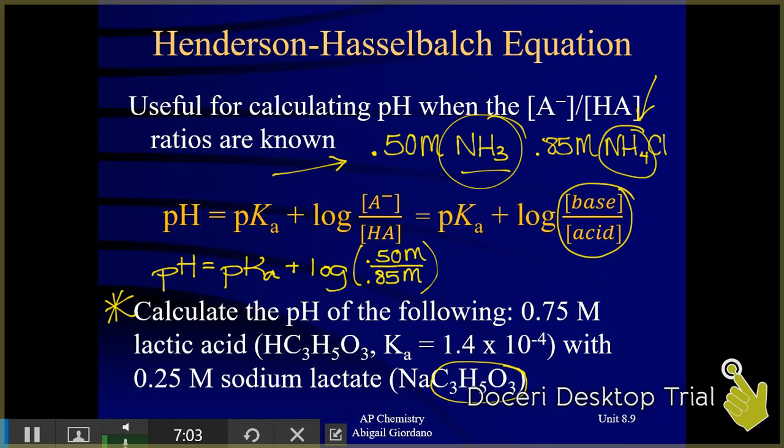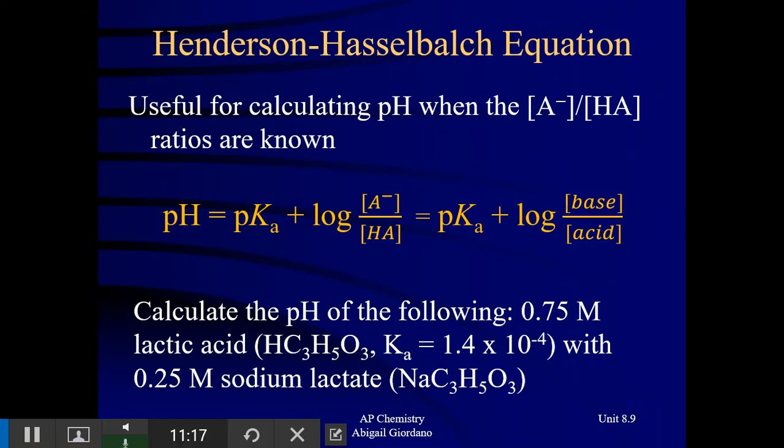So it doesn't matter if you're dealing with an acidic buffer system or a basic buffer system. If you think of the Henderson-Hasselbalch equation like this, I think it makes it a little bit easier. Now, in this particular example with ammonia and ammonium chloride, you would likely be given, instead of a Ka value, a Kb value. And we're going to talk in just a minute about how I get that Kb into a Ka.